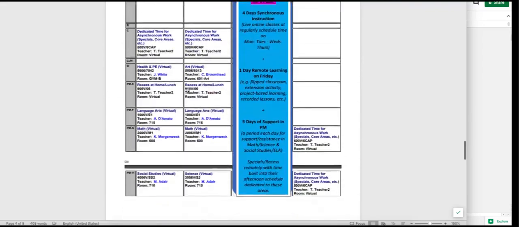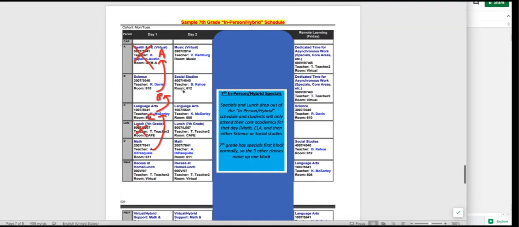But when you look at a 7th grade schedule, they have their specials first period. So you just have to know that period right there, that health period, is not occurring. So their first class of the day is going to be science. So this block would bump up here, then language arts bumps up here, and then math bumps up here. So they're going to go science, language arts, math on day 1, social studies, language arts, and math on day 2.